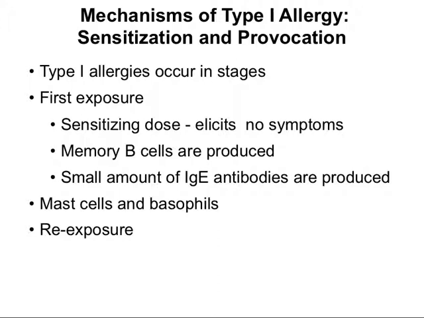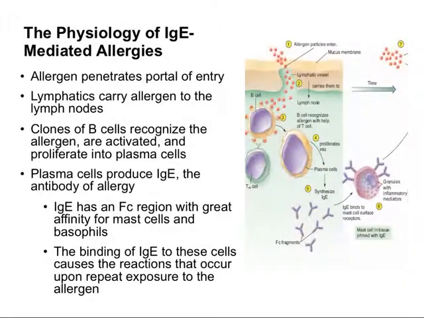The mast cells and basophils are also equipped with these IgE antibodies. Let's take a closer look. When an allergen penetrates its particular port of entry, the lymphatics will carry allergen particles to the lymph nodes. In the lymph nodes, the clones of B cells that were all generated will recognize the allergen.